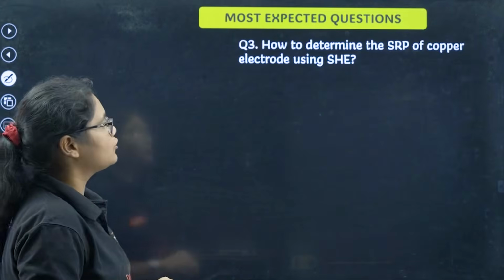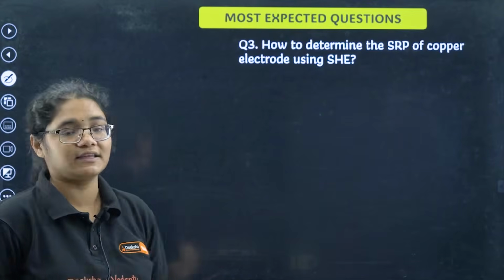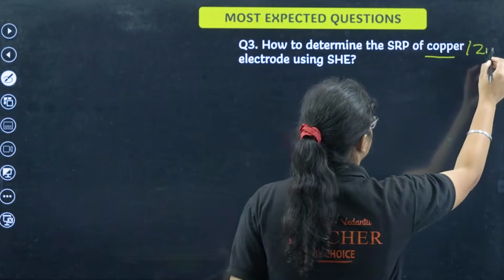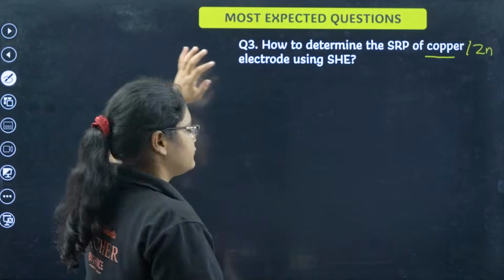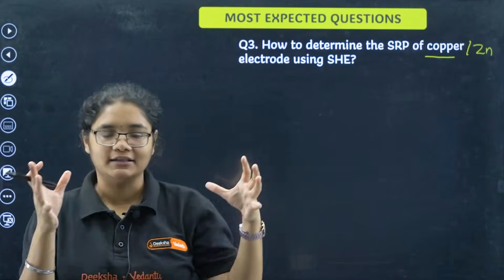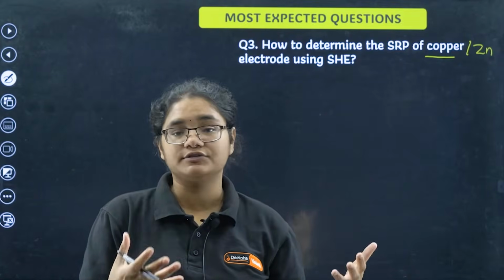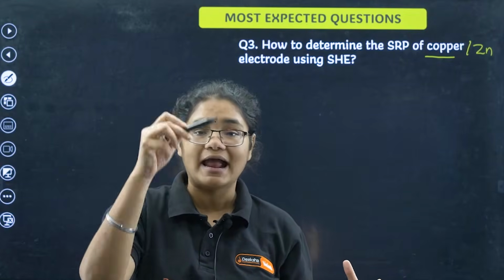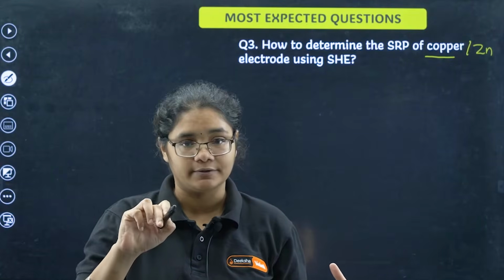Moving to the next one, how to determine the SRP of copper using SHE. This question can also be asked for the SRP of zinc. So it is a very simple thing. First of all, you have to take SHE on one side, and the element whose reduction potential you want to calculate has to be connected on the other side, and the difference has to be calculated here, right?